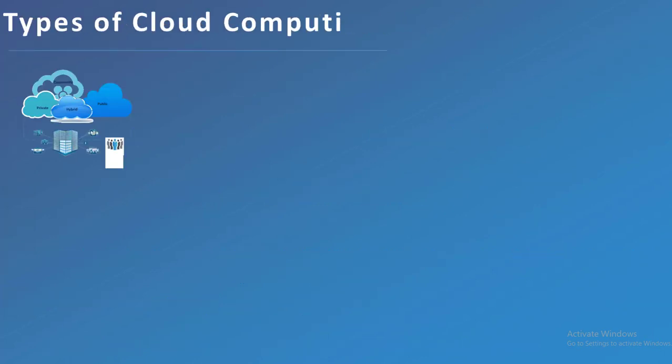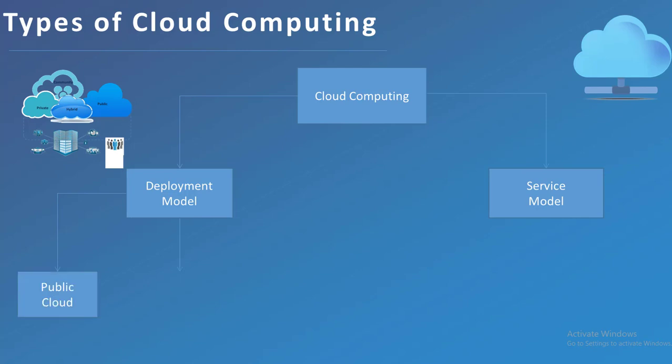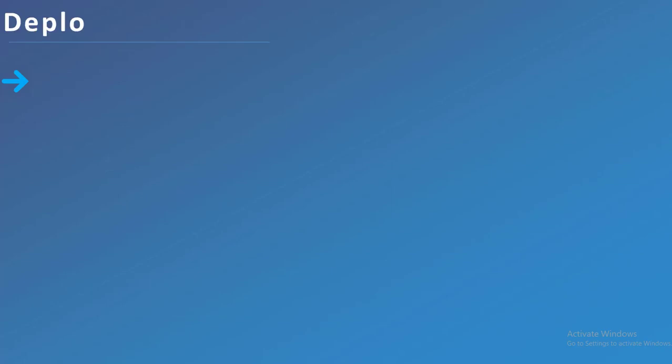Now let's talk about cloud computing. We can categorize different types of cloud computing based on two wide categories: one being deployment model and the other being service model. Deployment model is categorized into three types: public cloud, hybrid cloud, private cloud. Service model is categorized into three: IaaS, infrastructure as a service; PaaS, platform as a service; and SaaS, software as a service. Now let's talk about deployment model.